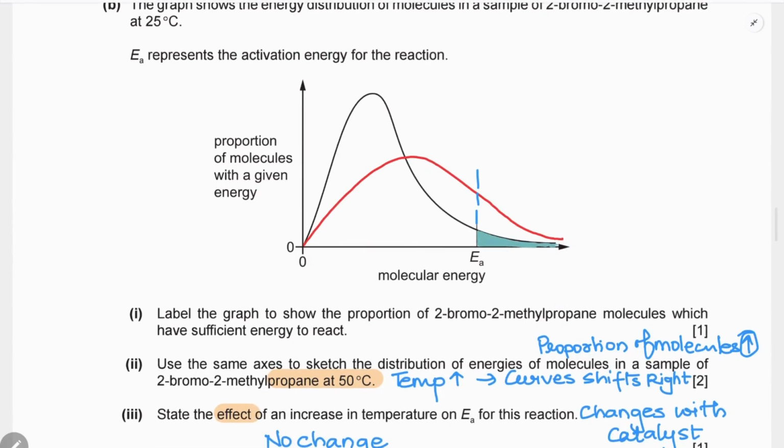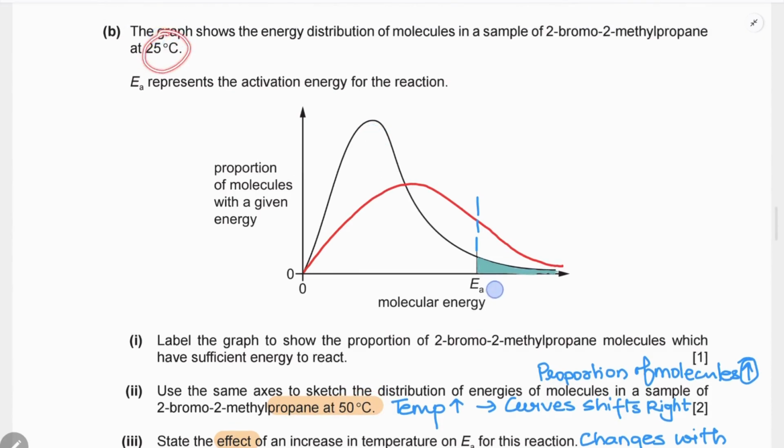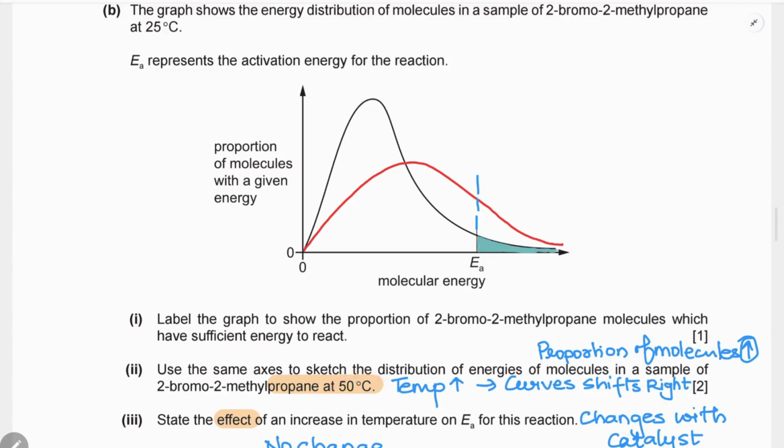Now the next question is being asked. Use the same axis to sketch the distribution of energies of molecules in a sample of 2-bromo-2-methylpropane at 50 degrees Celsius. See, before it was 25 degrees Celsius, now it is 50 degrees Celsius. That means the temperature has increased. So basically what will happen? If you want to start the curve, you have to start from the origin. So the curve will increase and the curve will shift towards the right. That means there will be a greater proportion of molecules with sufficient energy to react as compared to the previous one. Okay, so as soon as the temperature increases, the proportion of molecules will increase.